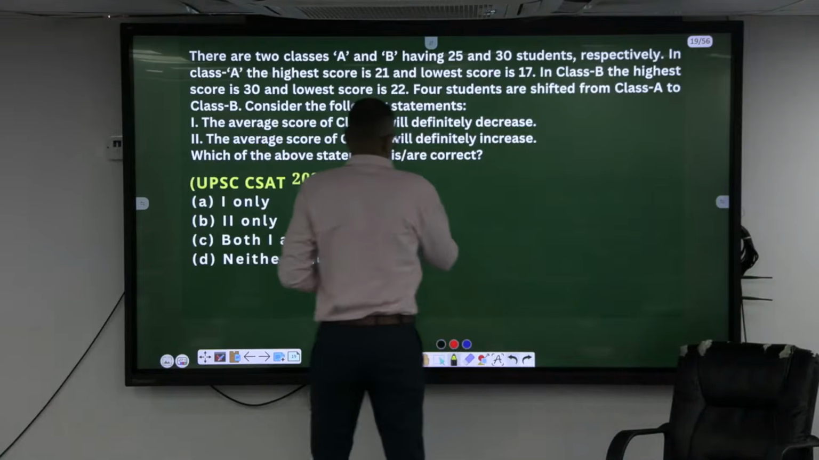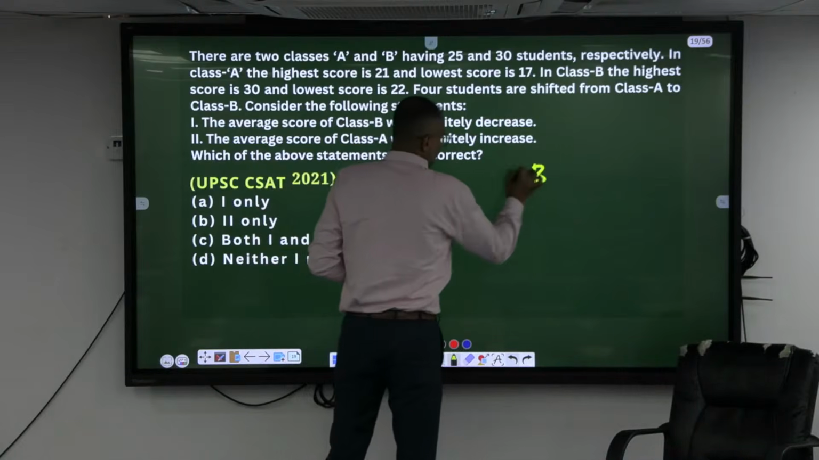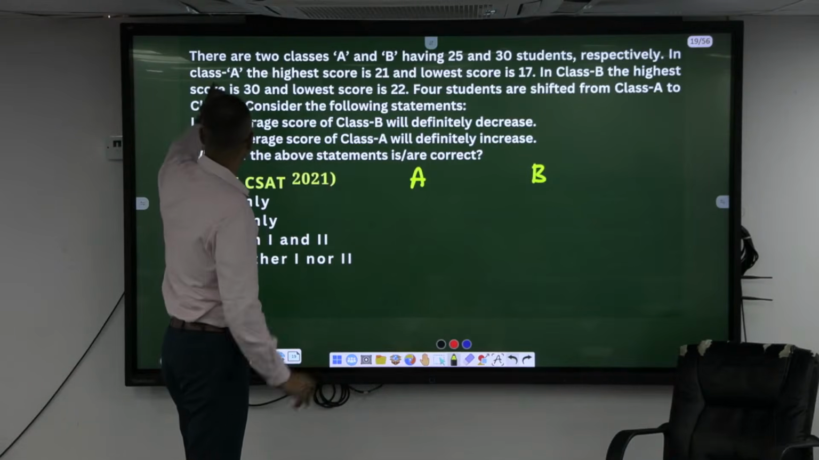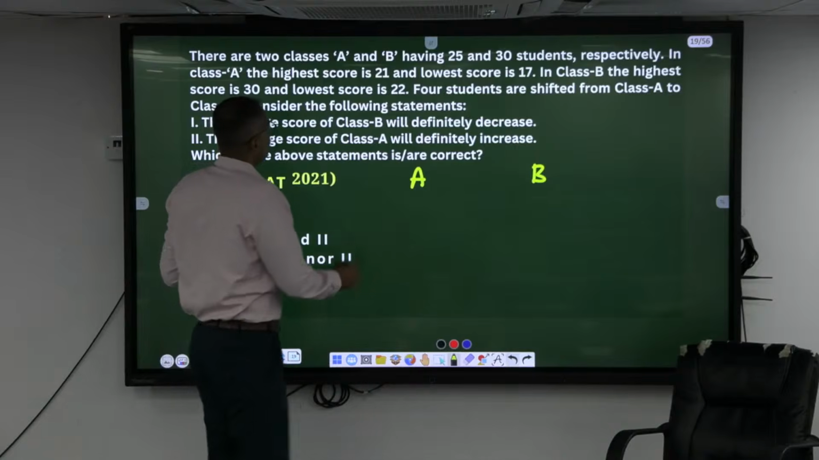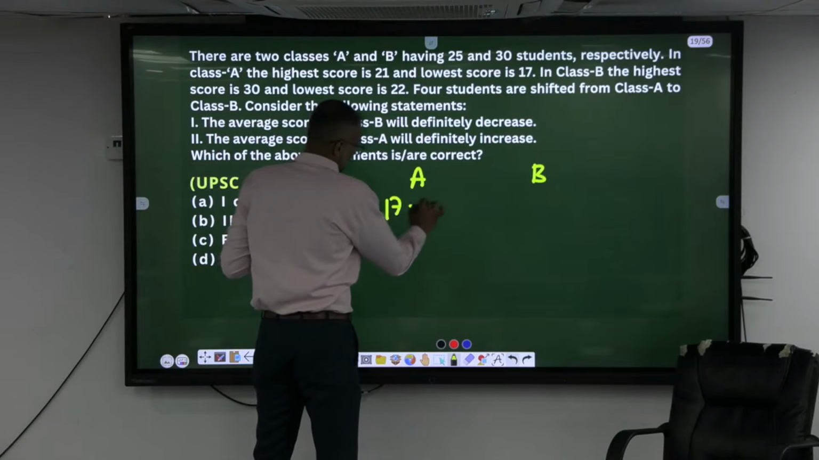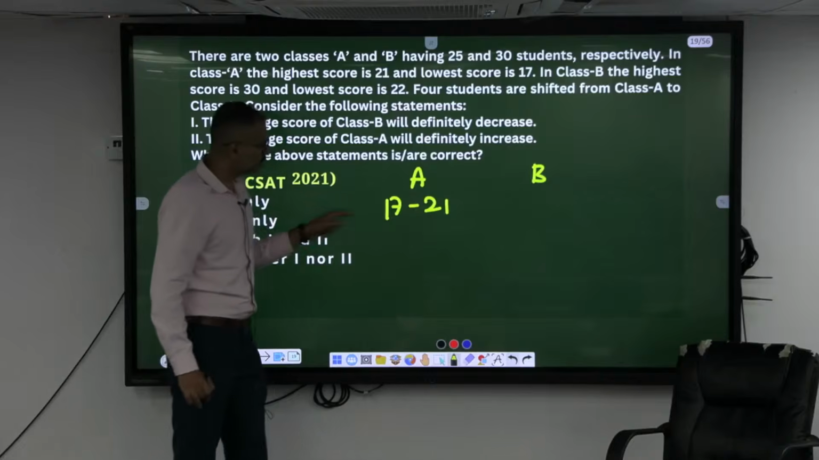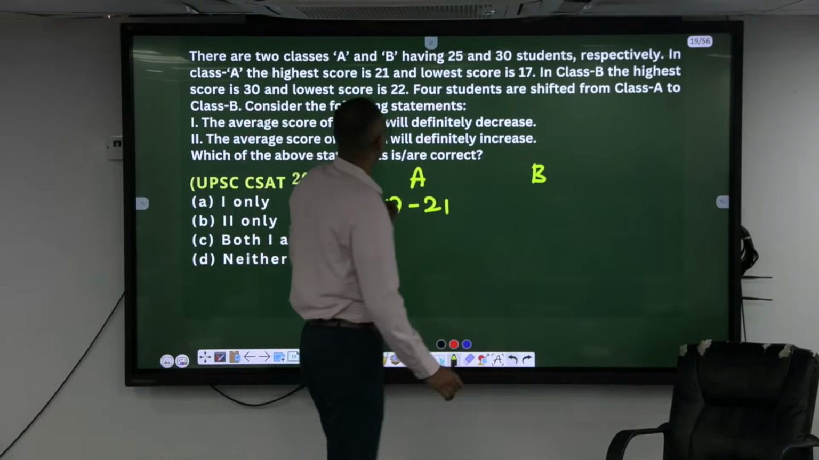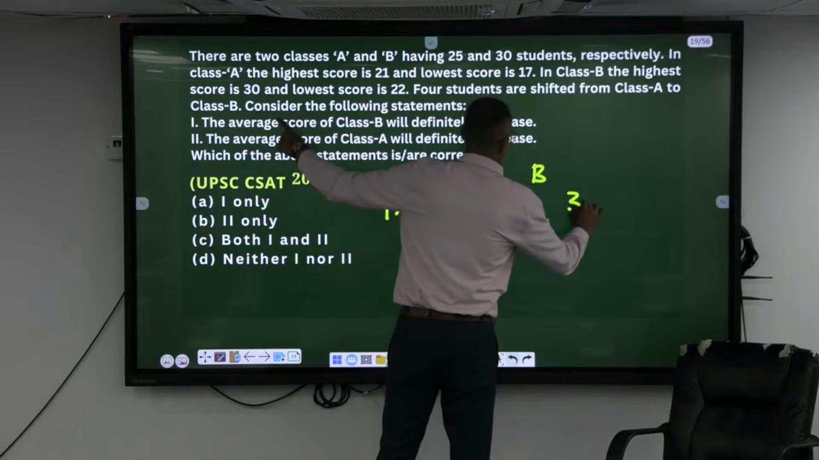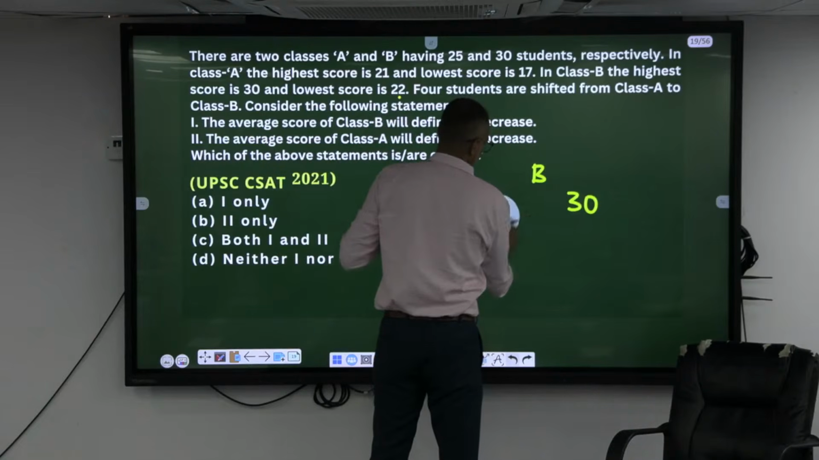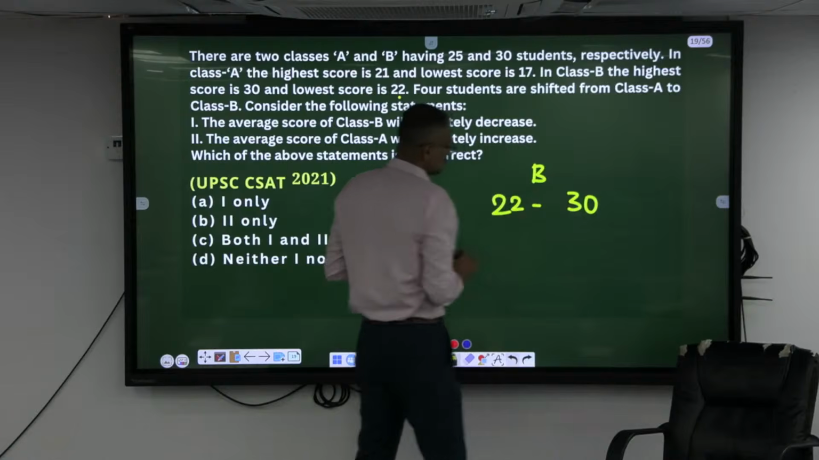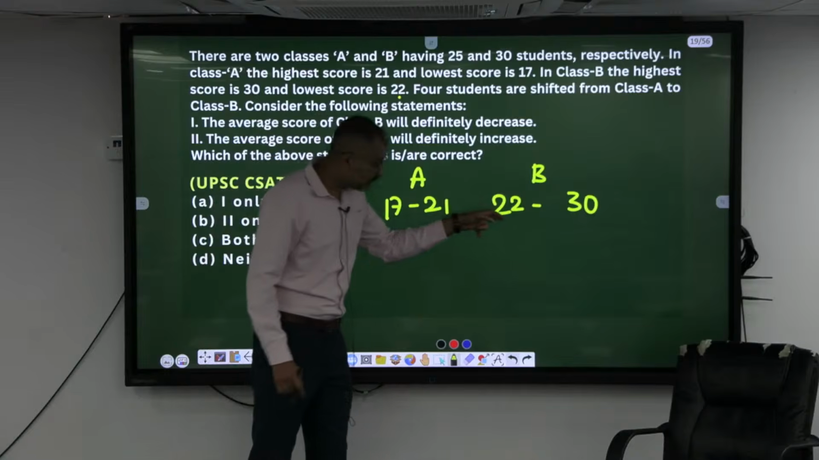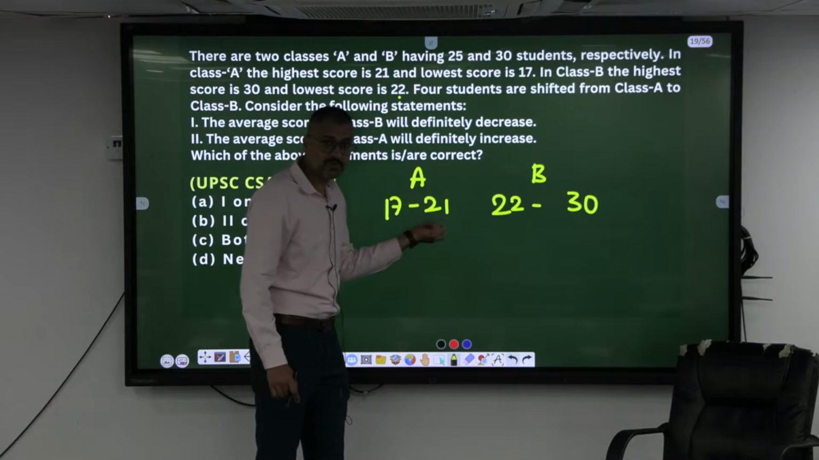There are 2 classrooms, class A and class B. We don't know how many students are there, but we know the range. Here the highest score in A is 21, and the least score is 17. So the scores in A range from 17 to 21. In B, the highest is 30 and the least is 22. Here the minimum is 22, but in A the maximum itself is 21.